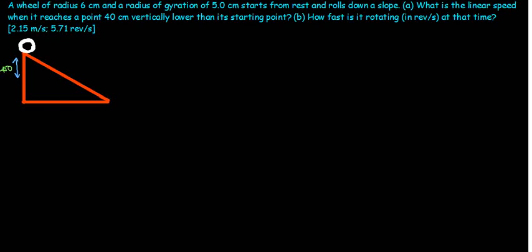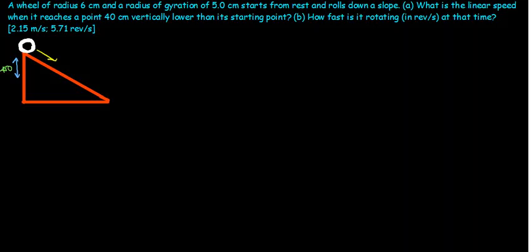A wheel of radius 6 centimeters and a radius of gyration of 5 centimeters starts from rest and rolls down a slope. What is the linear speed when it reaches a point 40 centimeters vertically lower than its starting point? So this thing rose up to somewhere here, where if we measure the vertical height, it's giving us 40. Now, what can we do from here?